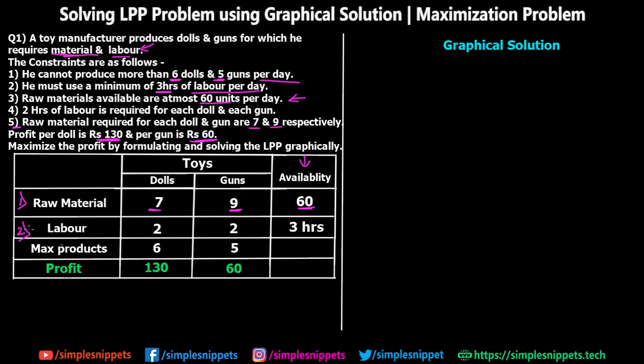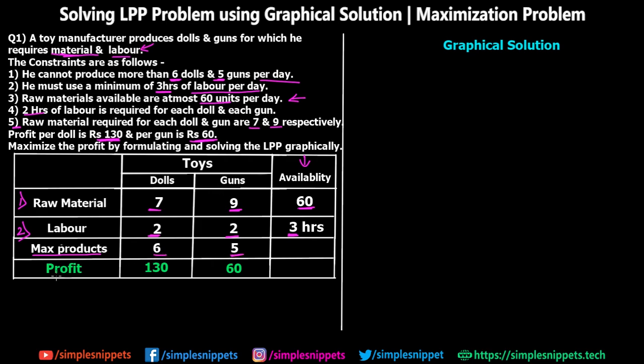Point number 3. Moving on for the labor, you can see 2 hours of labor is required for each doll and each gun. So 2 hours over here, 2 hours over here, and what is said is he must use minimum of 3 hours of labor per day. So minimum is 3, it can always exceed. So we'll see how that constraint looks when we actually list down the constraints as well. And there is again a limitation on dolls and guns also. So we have listed it over here that he cannot produce more than 6 dolls and 5 guns. So maximum products that he can make for dolls is 6 units and for gun is 5.